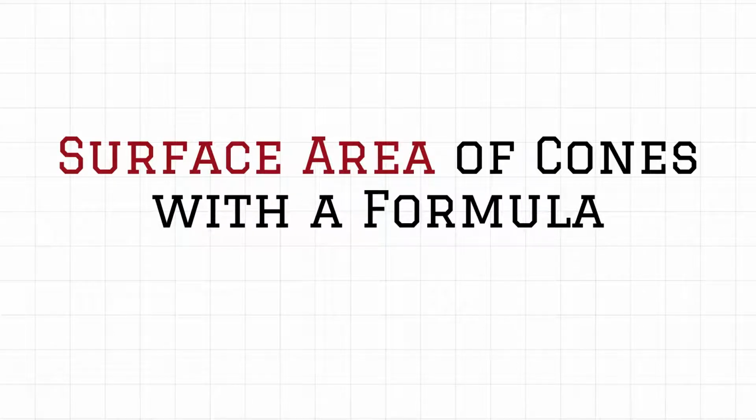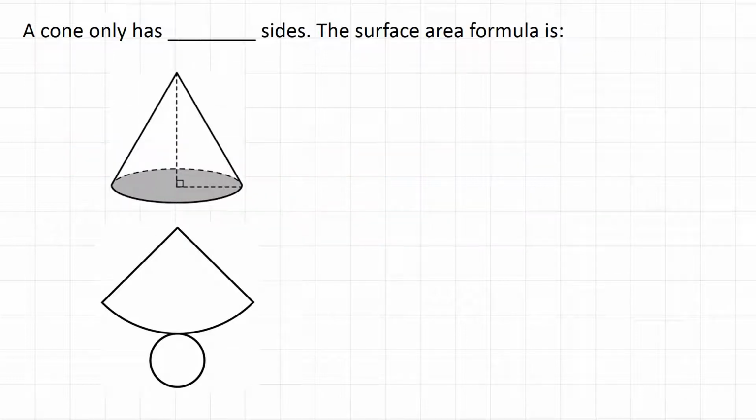Calculating the surface area of cones with a formula. Cones are funny because they look like a complex shape, but a cone only has two sides. It has the circular side, so we're going to need to know the radius for that, and it also has, like a pyramid, a slant height, S, which goes from the edge of the cone to the tip along the side. So on the net, that looks like this distance.